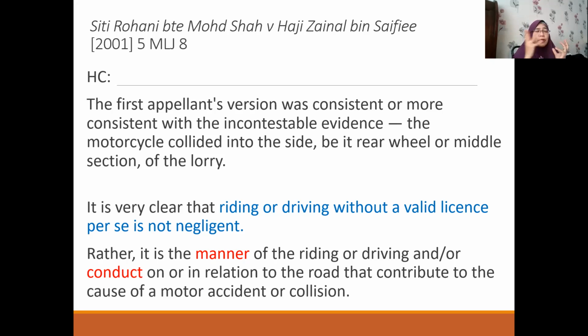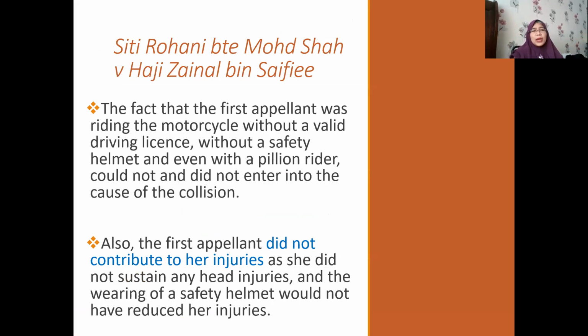Because sometimes, even without a license, you can ride lawfully, I mean, according to the way you should be riding. So this is what happened here. The first appellant was riding a motorcycle without a valid driving license and without a safety helmet, and with a pillion rider at the back, who did not enter into the cause of the collision. So it doesn't cause the collision. So the court accepted the story. The collision was mainly caused by the lorry rather than the motorcycle. And then the nature of the injury.